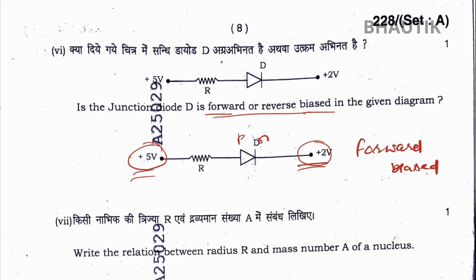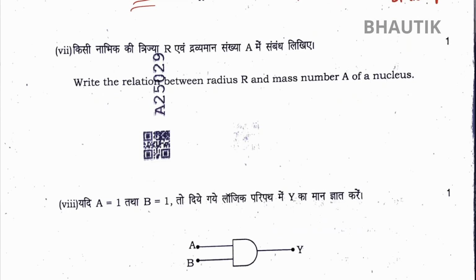And the next, seventh question is: write the relation between radius r and mass number A of the nucleus. It's a simple relation: r equals r naught, the constant, times A raised to the power 1/3, where r is the radius and A is the mass number.